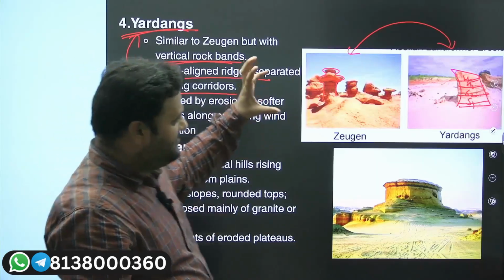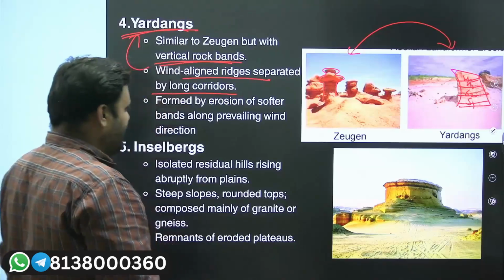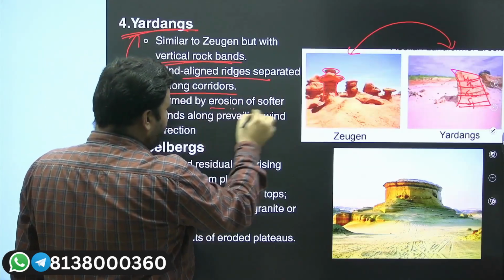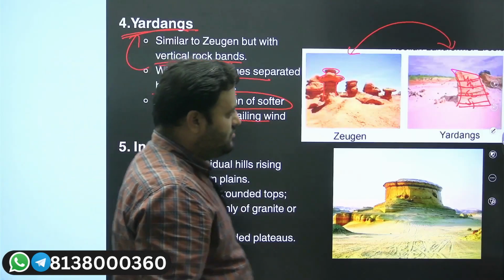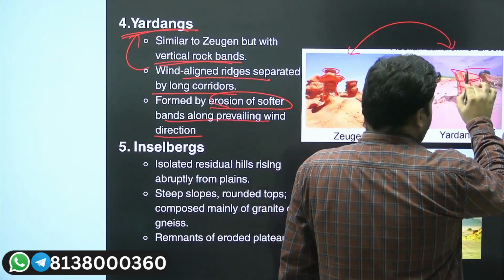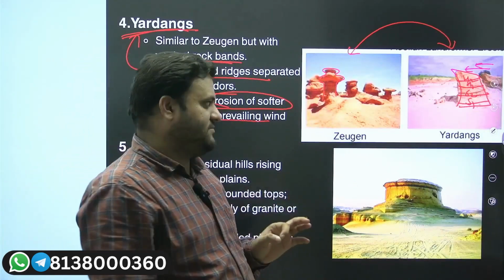If there is a wind which is moving, this wind is going to separate these Yardangs. And yes, this is formed by erosion of softer bands along the prevailing wind's direction. See here, this is the direction of the prevailing wind. So you just have to remember the features, that's it.